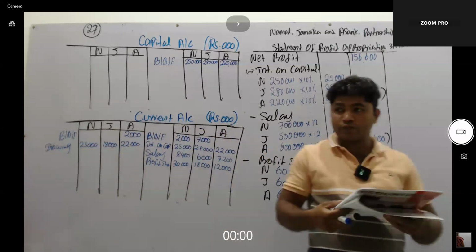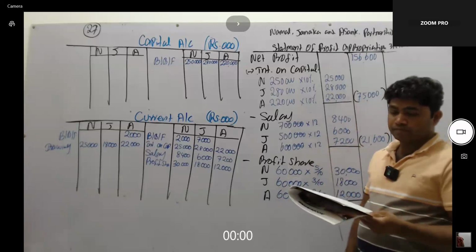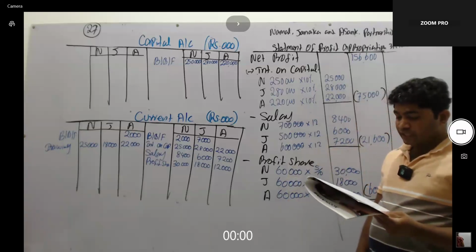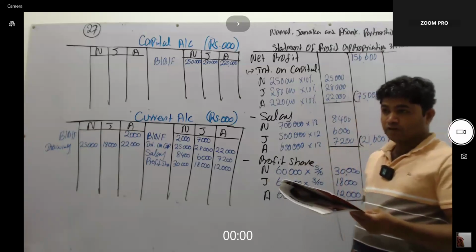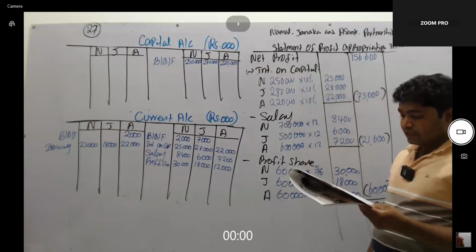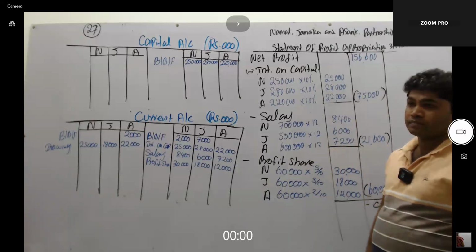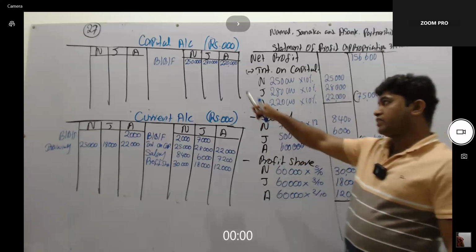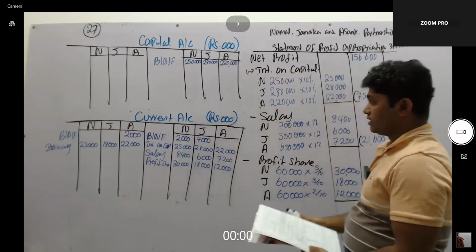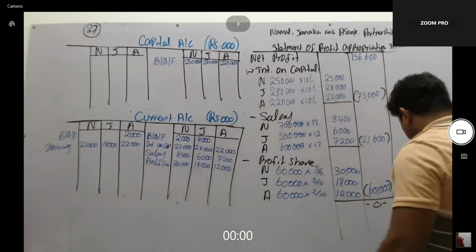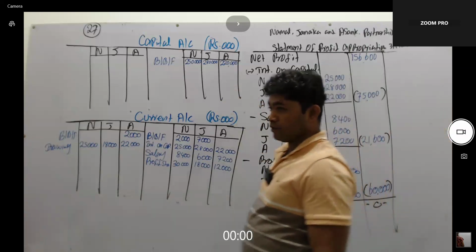On 31st March 24, Namal retired from the partnership. It was agreed to treat the amount payable to Namal as a loan. On this date, the goodwill of the partnership was estimated at 120,000. Now adjust the goodwill of the partnerships. First one, goodwill should be recorded, and second one, goodwill should be written off.